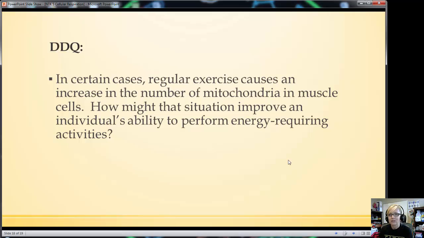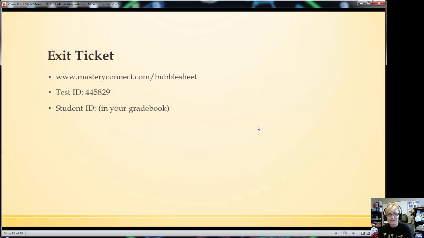If you're not using your mitochondria by exercising a lot, why would you have tons of mitochondria in your muscle cells? On the flip side, if you're using your mitochondria, you're regularly exercising, don't you think your cells would start to produce more mitochondria because of that exercise? So try to figure out this answer on your own and make sure that you're practicing your writing on your Need to Know worksheet. Okay, here's our exit ticket for today.